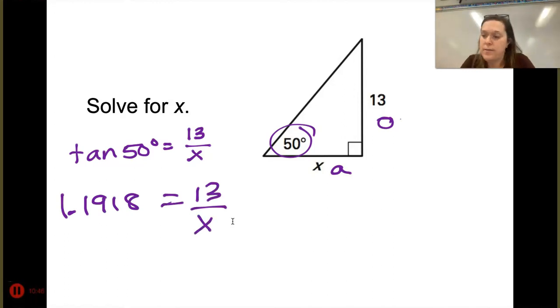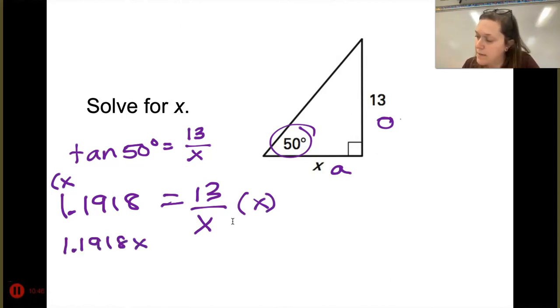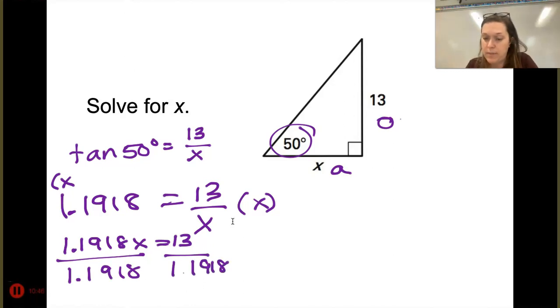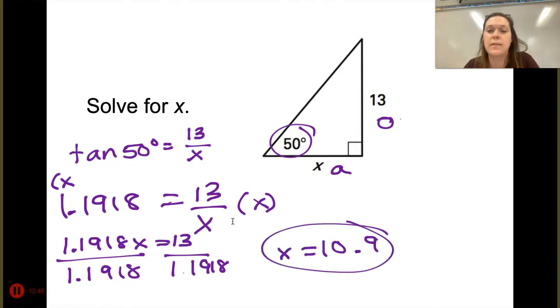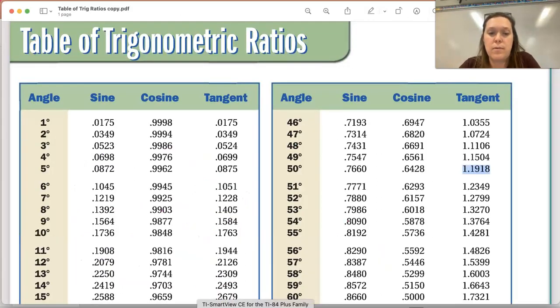So now when I solve that out, multiply by x on both sides, then I get 1.1918x is equal to 13. Divide by 1.1918 on both sides. So 13 divided by that gets me an answer of about 10.9 degrees. Or it's not degrees, lengths. All right, let's do one more.